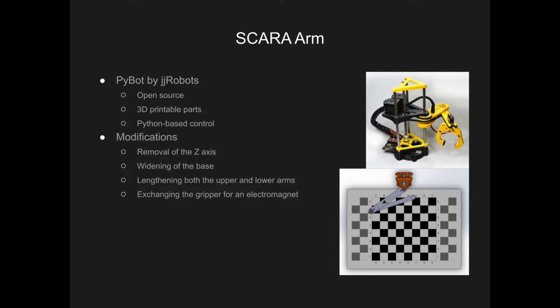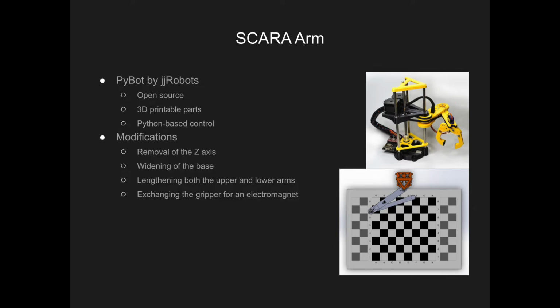Initial research showed we wouldn't be able to simply buy a robot that suited our application. So after some searching, we found an open source SCARA robot with 3D printable pieces that was programmed in Python. Having 3D modeling, 3D printing, and Python experience, we chose the JJ Robots PyBot as the foundation for our SCARA arm.